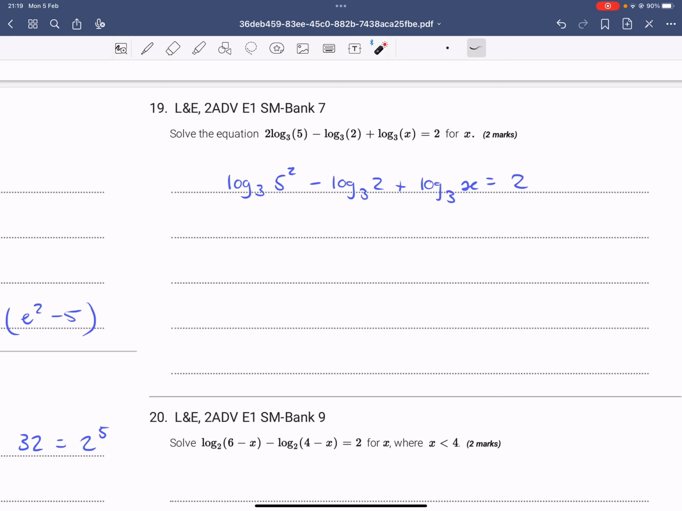We're just going to use our divide and multiply rule. So we're going to go 5 squared divided by 2, because there's a minus, times by x. So this is log base 3 of 5 squared divided by 2, so 25 on 2 times by x, and that's equal to 2.